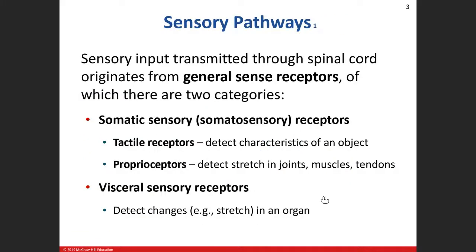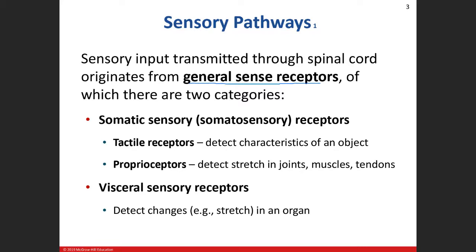All right, let's start off with sensory. If we have time today, which we will, we're going to go over some of the sensory pathways. So we're going to learn about how touch gets from your fingertip up to your brain. Okay. So when we talk about the sensory pathway, we'll learn more about what the general sense receptors are.